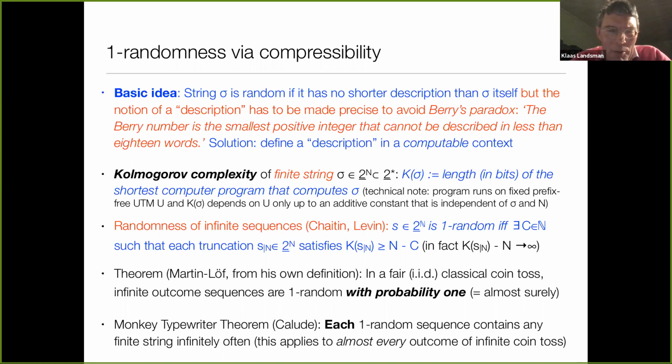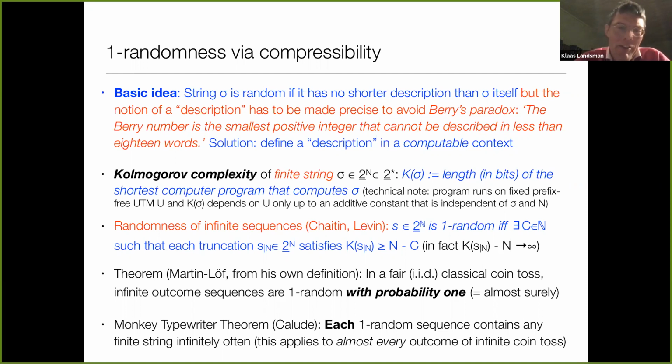Namely that the shortest description of the sequence is the sequence itself, but then it's done for each of its truncations rather than for the infinite sequence, because you cannot ask a computer program to output an infinite sequence. So this is an interesting definition, and one of the first results by Martin Löf, who defined one randomness in an equivalent way using constructive measure theory, and then surprisingly showed equivalence to this definition, that if you have a pair of independent, identically distributed classical coin tosses, then the infinite outcome sequences are one random with probability 1, or almost surely, which means the same thing.